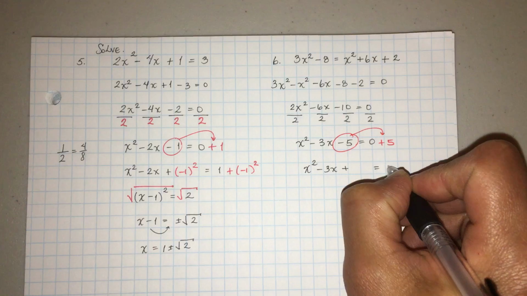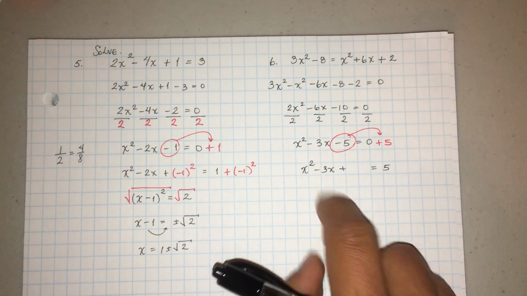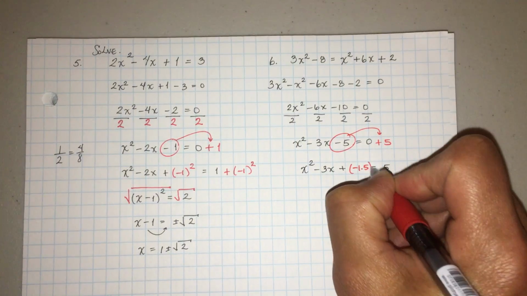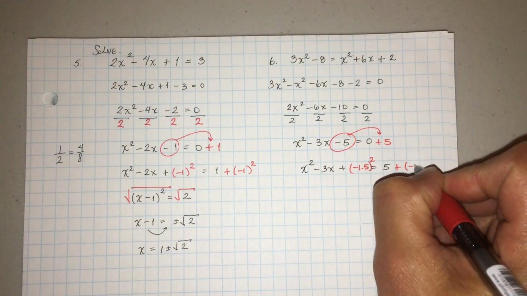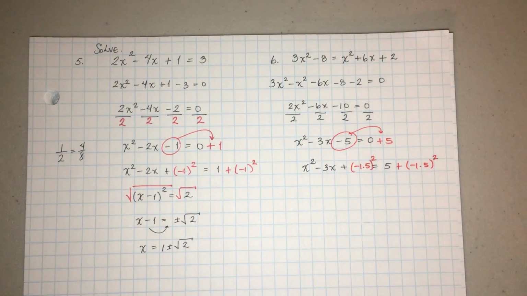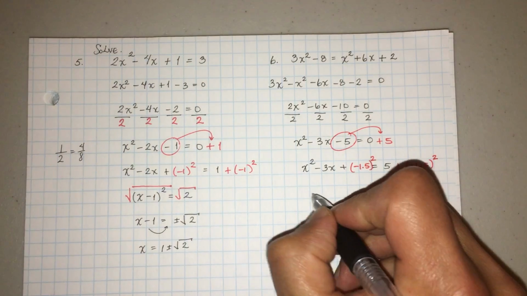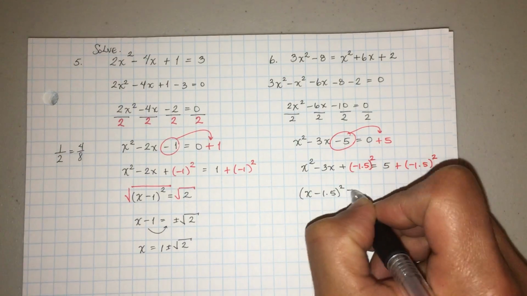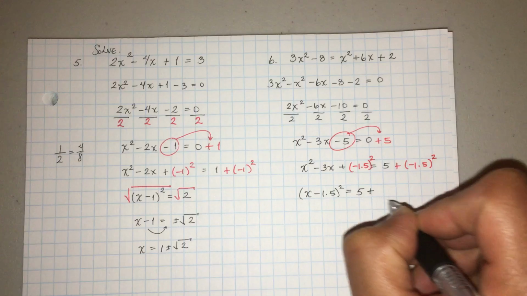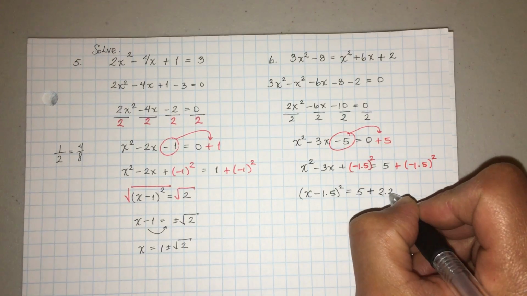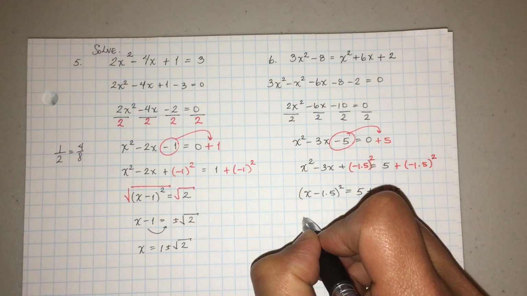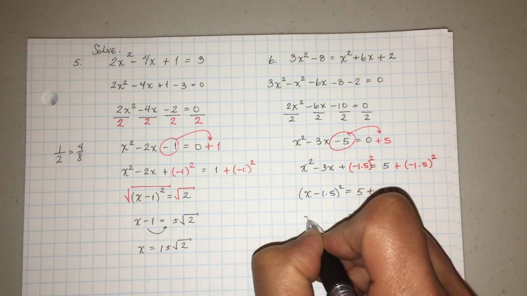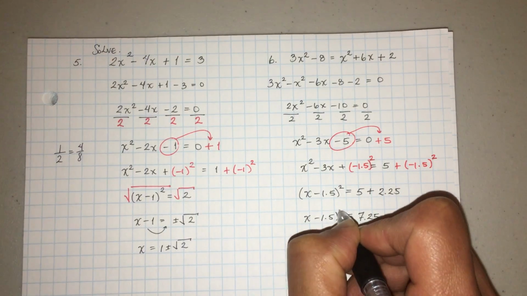And that's going to equal 5. All right, well, -3. It's okay. Half of -3 is -1.5. We're going to get a decimal, and that's okay. And that's -1.5. Half of 3 is 1.5. Oh well, we got a decimal. So now if I factor it, I get x minus 1.5 squared. And then I have 5 plus, and this becomes 2.25. Okay, 2.25. So that becomes 7.25. And then I have x minus 1.5, and that's squared.